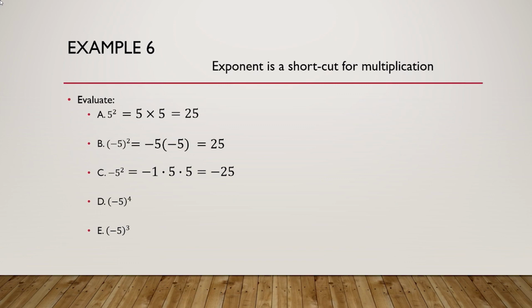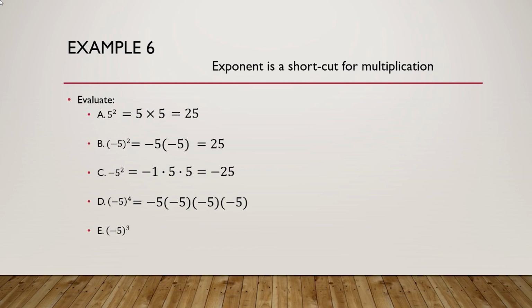Letter D is raised to the 4th power. So that would be -5 times -5 times -5 times -5. Because you're multiplying -5 times itself 4 times. So ignore the signs. So 5 times 5 is 25 times another 5 is 125 times another 5 would be 625. So you have 625, and is it going to be positive or negative?